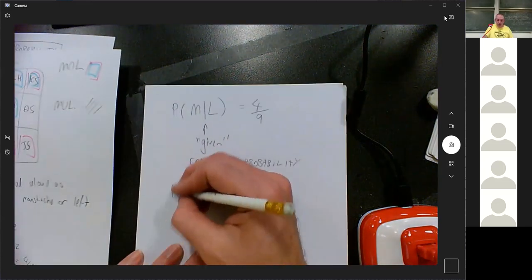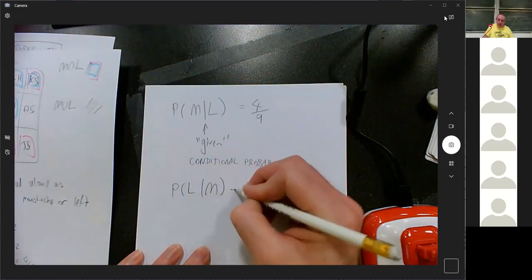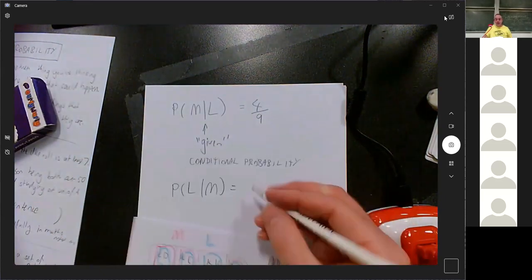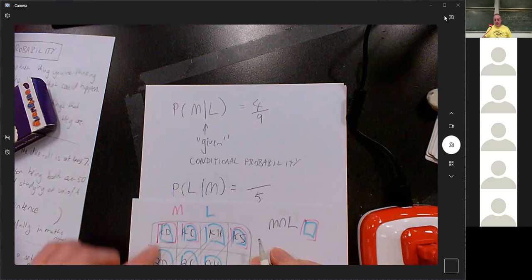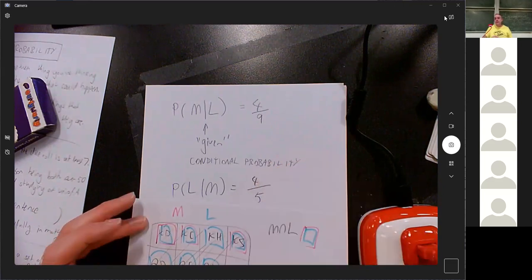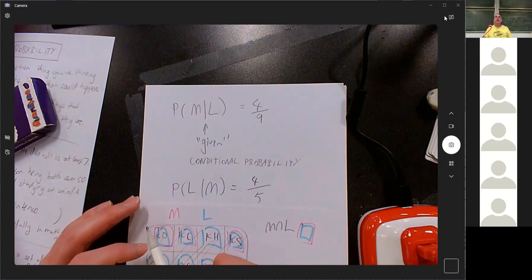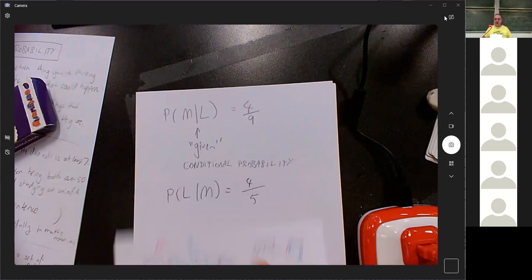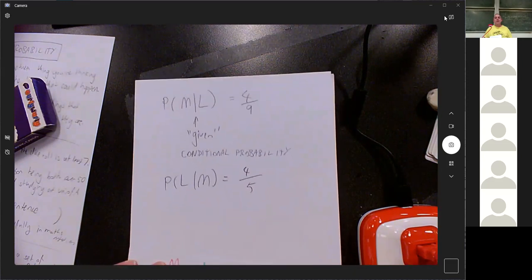But the other way around, the probability of L given M, there's only 1, 2, 3, 4, 5 that have moustaches, and out of those, it's still 4 that have looking left within that. So within the moustaches, there's 4 that are looking left, and so it's 4 out of 5. Yeah. So things are independent if the conditional probability is the same as the original probability.